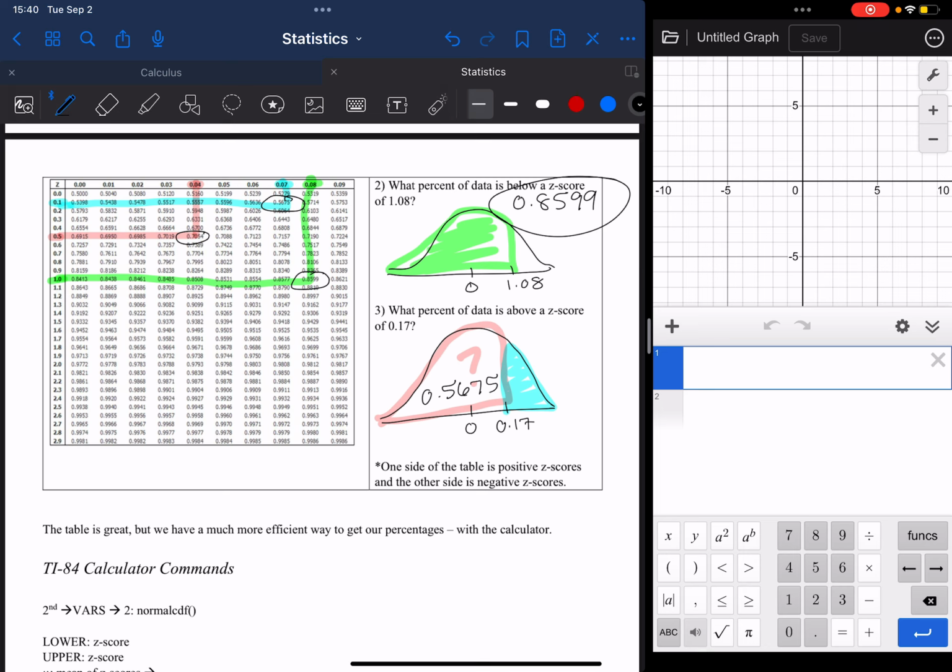So that means this area is 0.5675. Well, we know that the entire distribution equals 100%, or in this case, 1. So in order to find the right side, we could do 1 minus that value. So 1 minus 0.5675 gives us the area under the curve, which is 0.4325, or the one that we were trying to find.